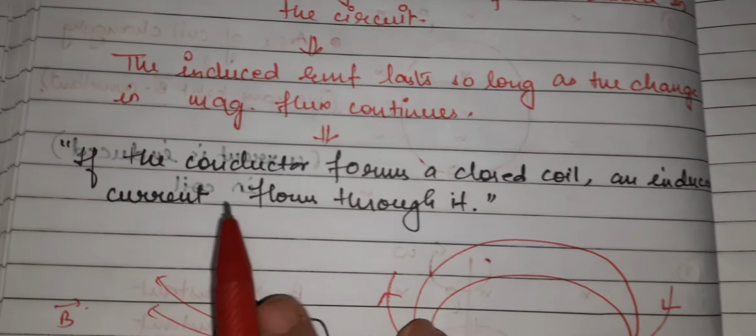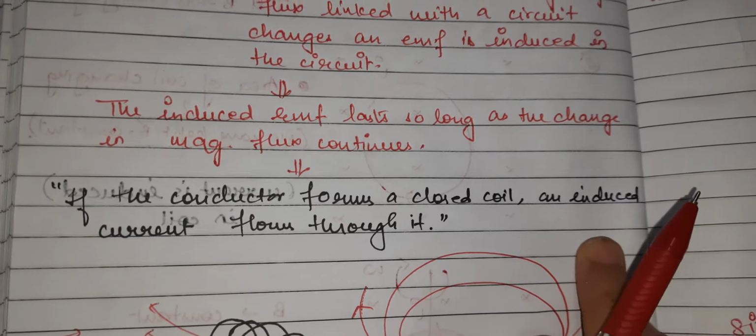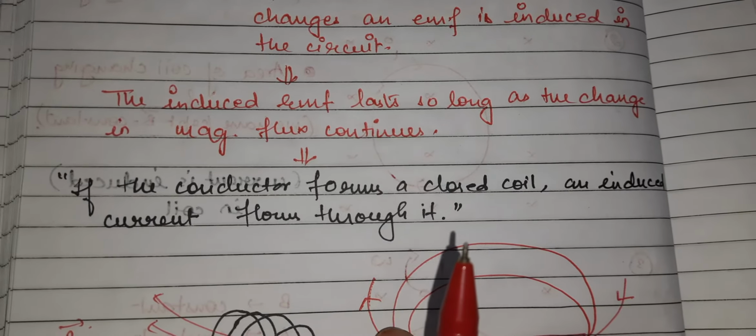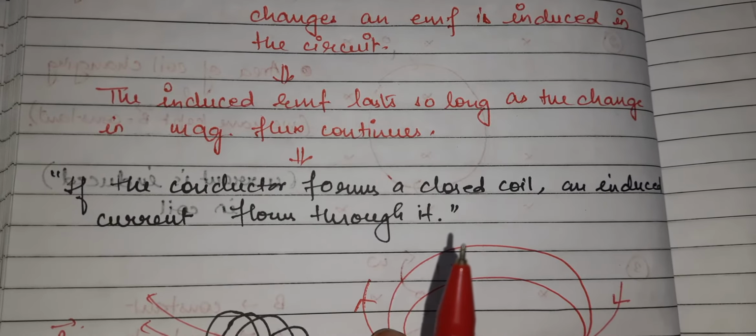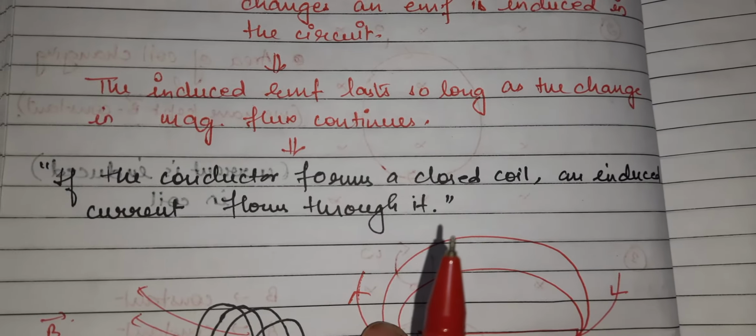One more thing he told: if the conductor forms a closed coil or a closed circuit, the induced current flows through it. Whatever circuit we are talking about, if that circuit is closed, the current will be induced.